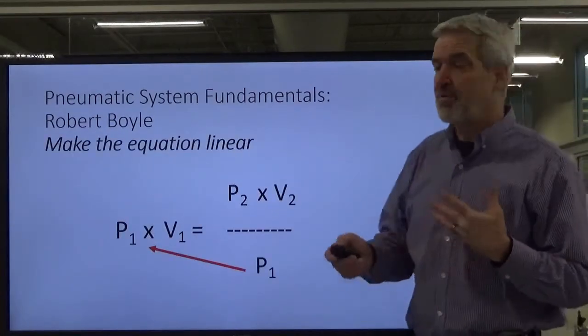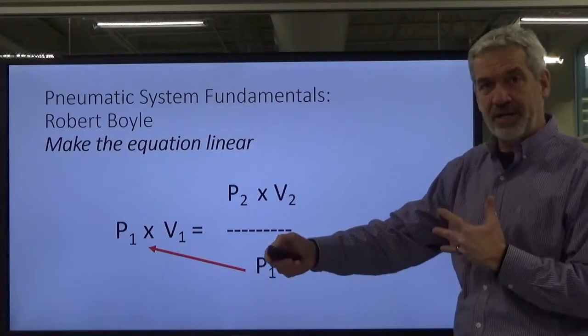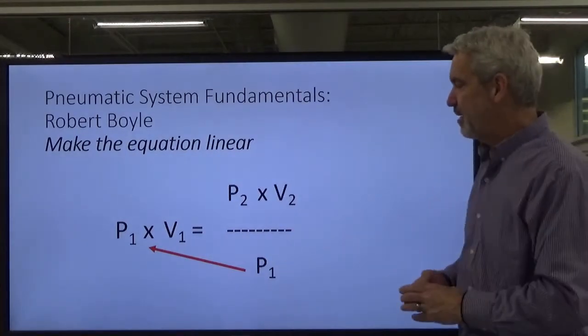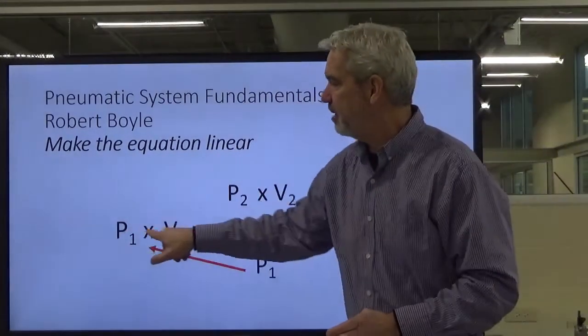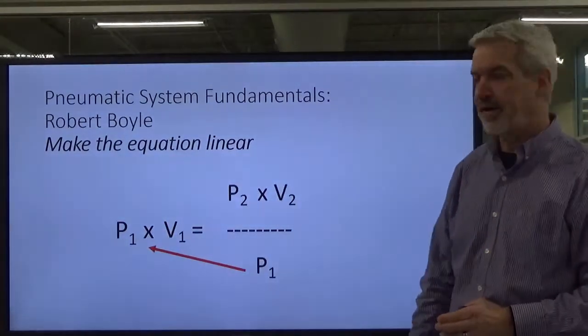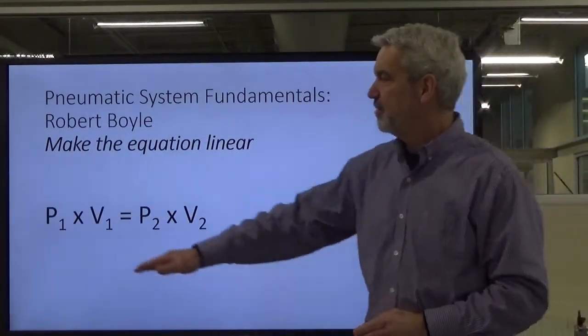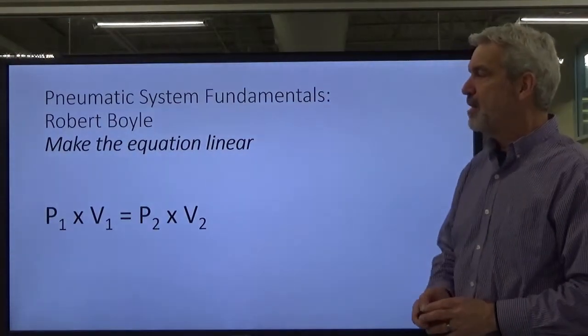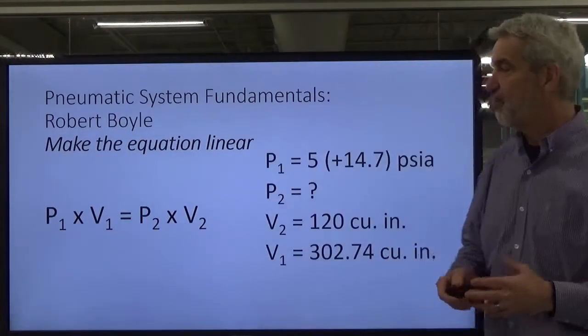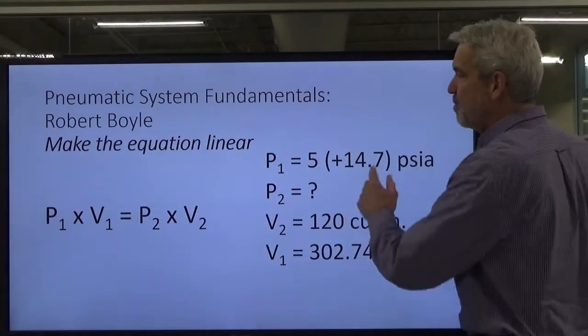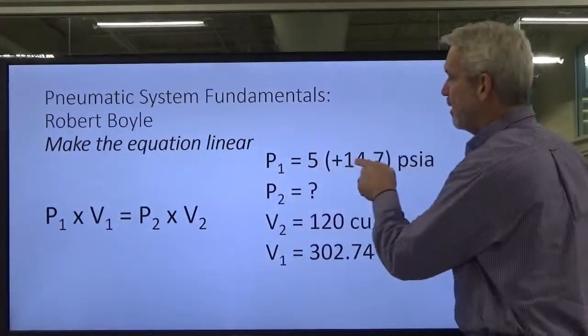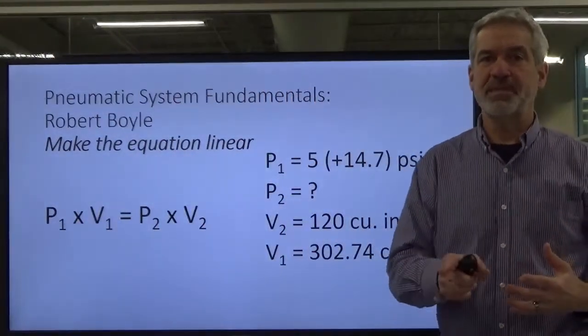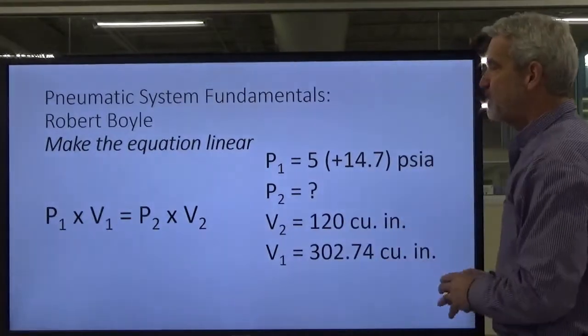So again, we want to make this formula linear. First thing you always do, make that thing linear. Take this P1 and shove it over here with a multiplication sign, all right? And once you do that, you wind up with that, okay? This is Boyle's Law, all right? So now, let's plug in our numbers, what we know of them, okay? P1 is 5 pounds, but we've got to turn it into absolute. Remember that. Jot that down. Turn it to absolute value.